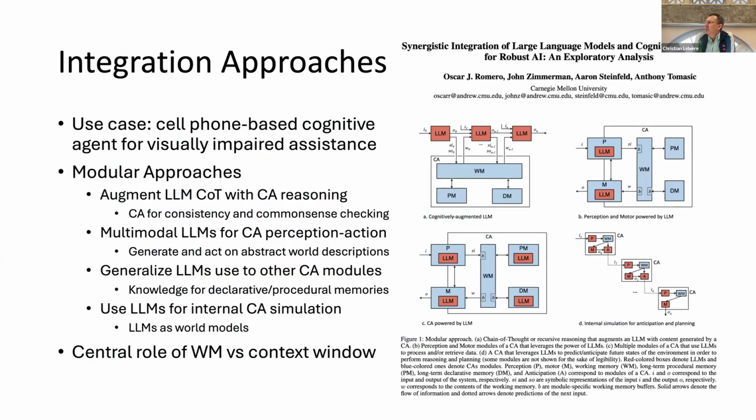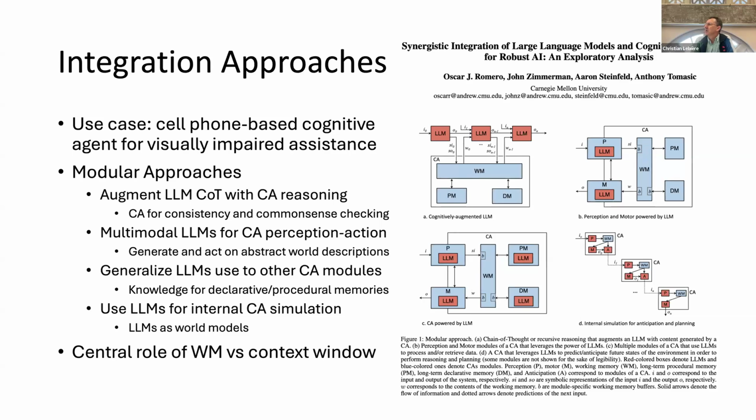So the lead talk was by Oscar Romero here at Carnegie Mellon, and they explored various ways of combining cognitive architectures and large language models. Their use case was a cell phone-based cognitive agent for visually impaired assistants. So that was a way of grounding the kind of capabilities that they wanted to explore.